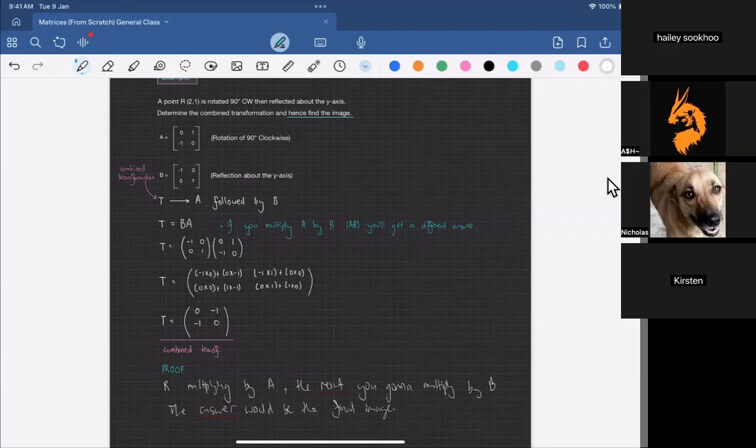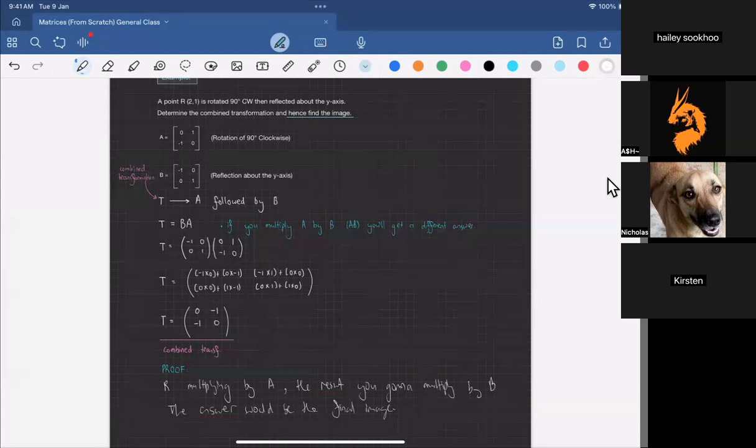So Nicholas, tell the class what we had to do. We gotta take the combined transformation. No, I never said anything about that yet. Never. We do now proof here. What we're gonna do is multiply R by A, right? And that'll be the same thing as if you take R and rotate it 90 degrees clockwise, right?